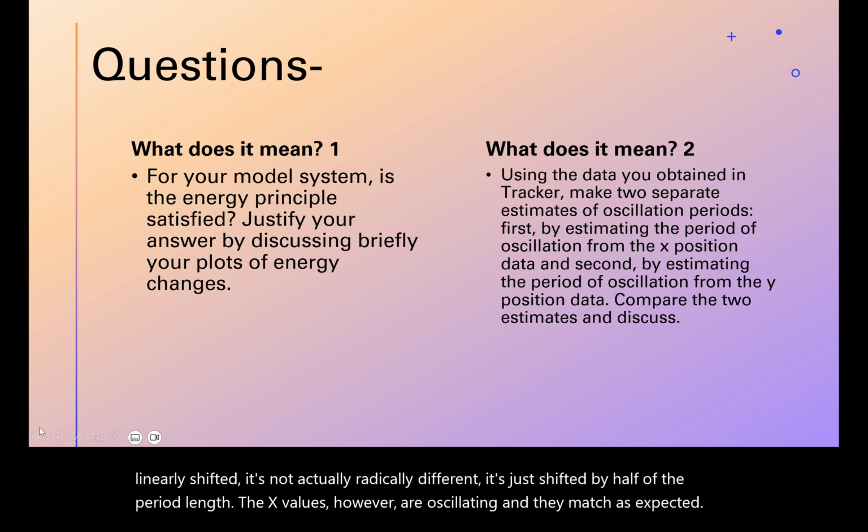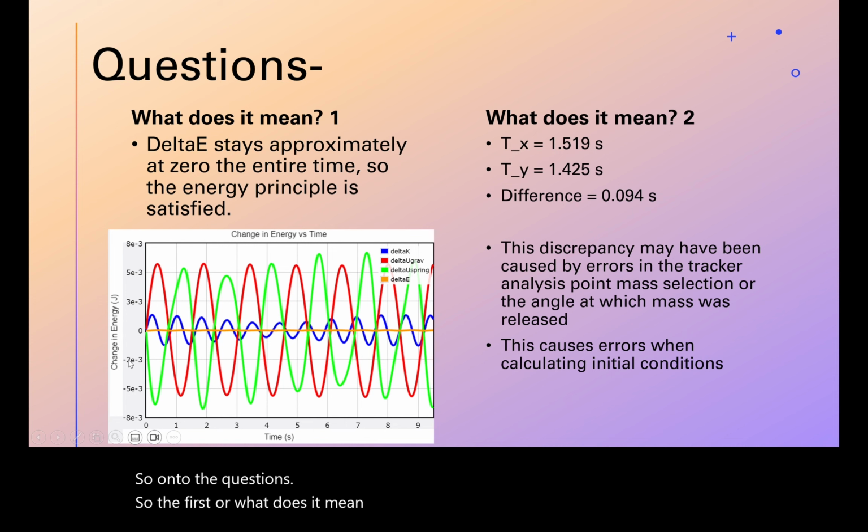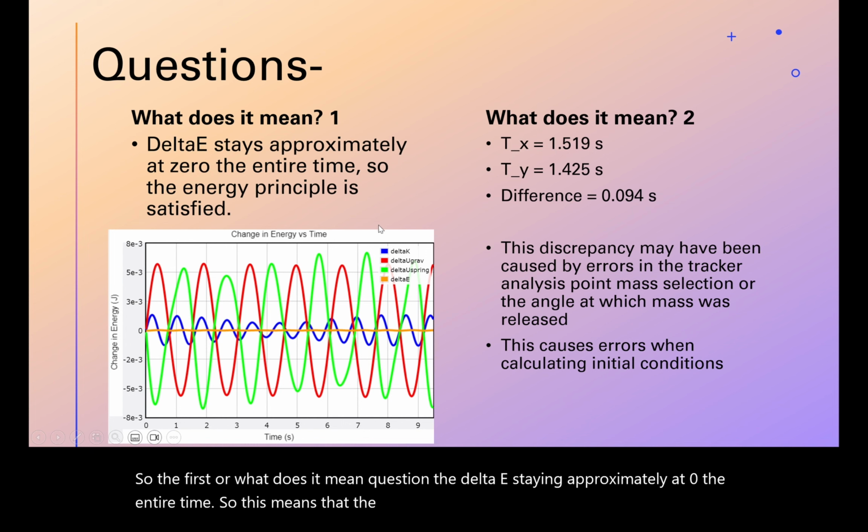So on to the questions. The first, what does it mean question. The delta E is staying approximately at 0 the entire time, so this means that the energy principle is satisfied by our model. On to the next one.